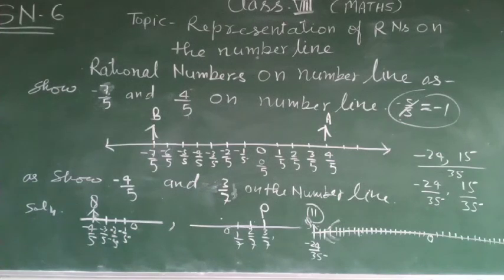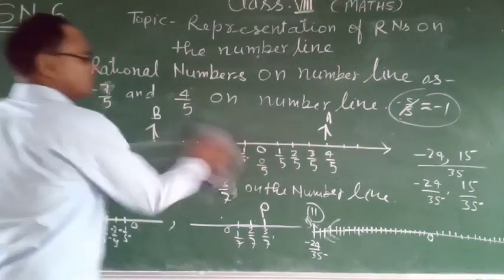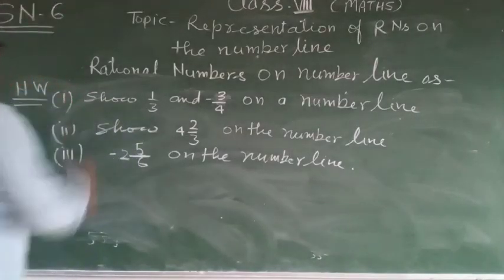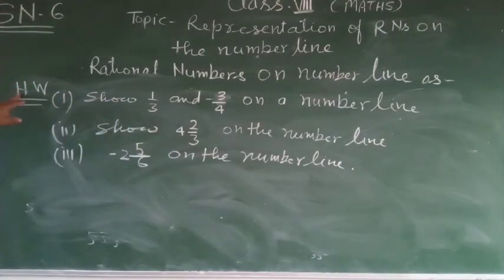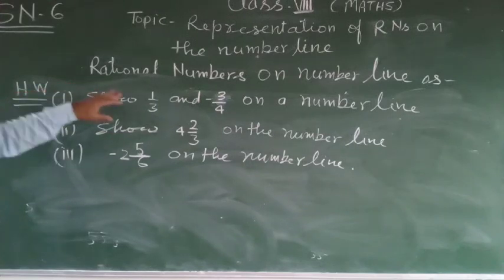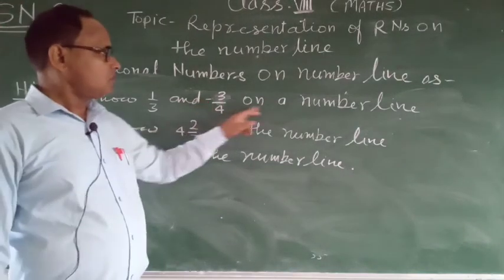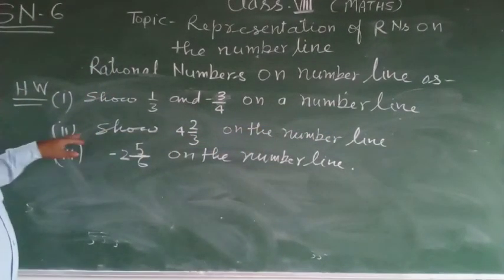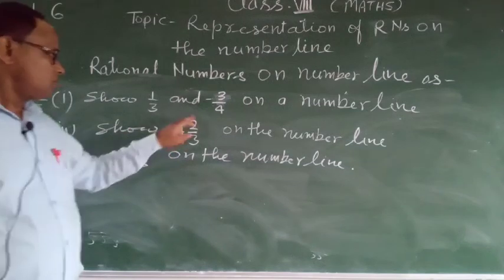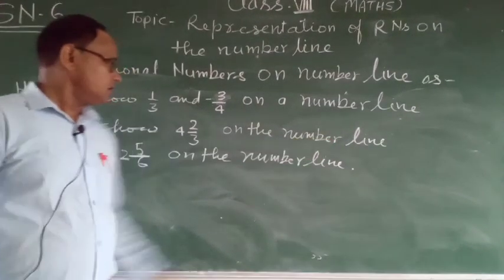Okay, student, after this I will give you some examples on this basis. After this I give you some homework on the basis of rational numbers on the number line. Show 1 by 3 and minus 3 by 4 on a number line, and second, show 4 and 2 by 3 on the number line. Okay, student.